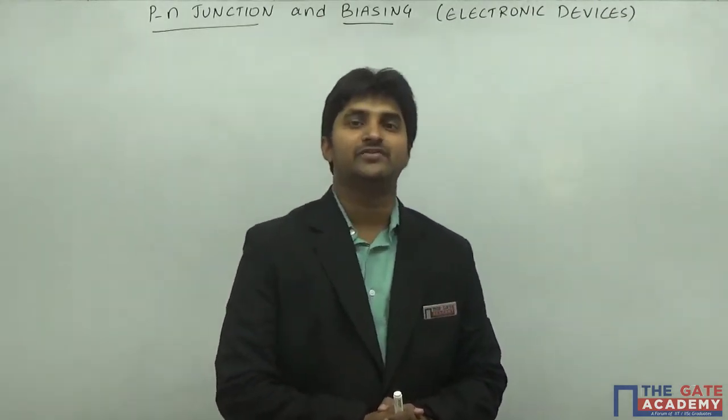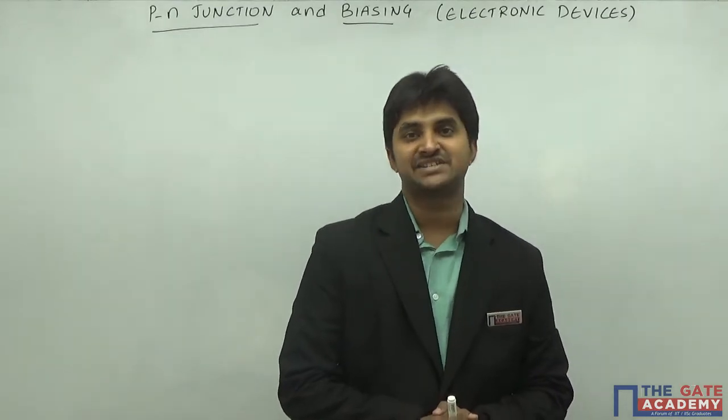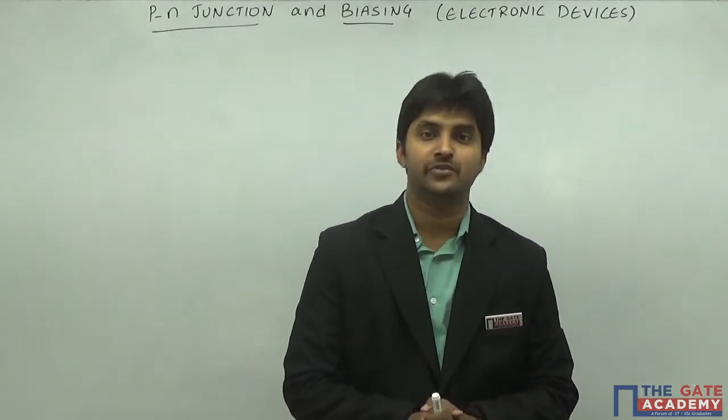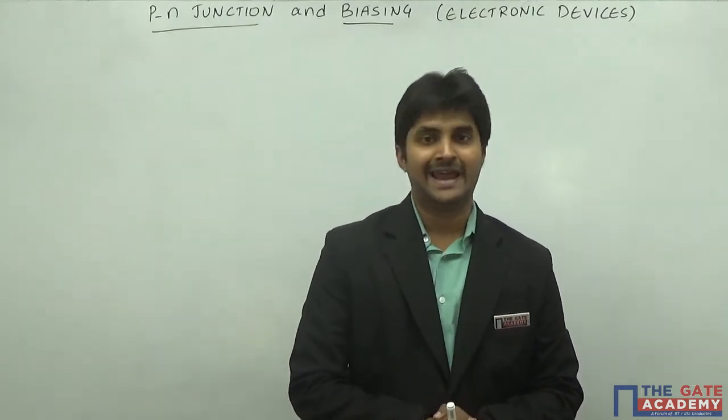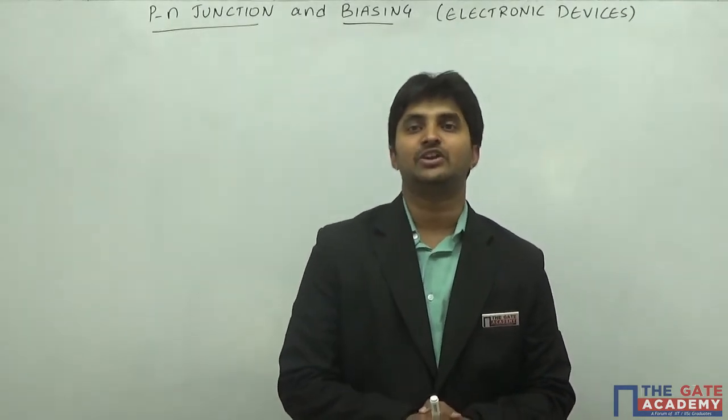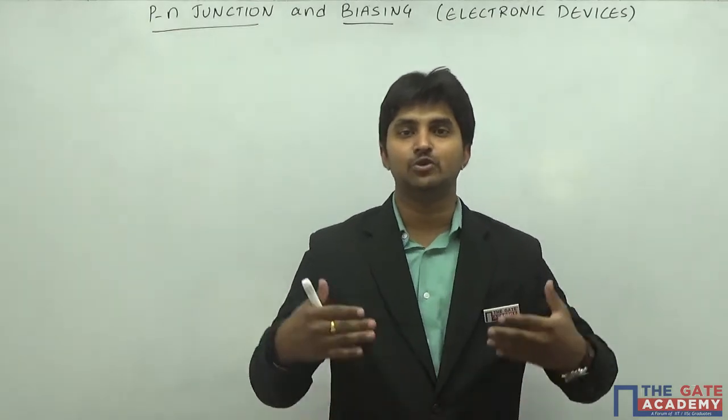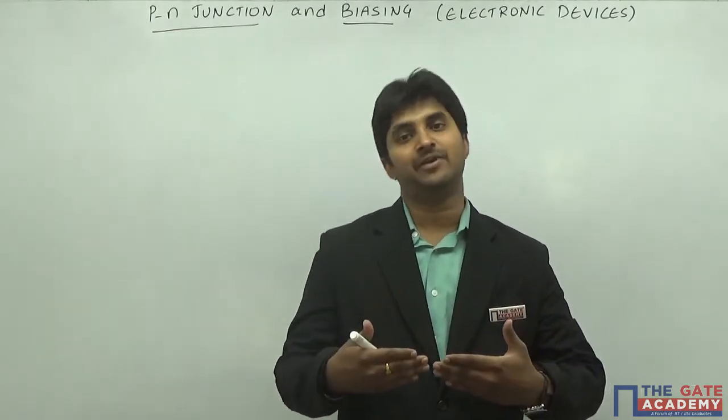In the last video we have seen about the extrinsic semiconductors. There are two types of extrinsic semiconductors: one is a p-type semiconductor and the other one is an n-type semiconductor. Now what we try to do in a PN junction is merge a p-type and n-type semiconductor.